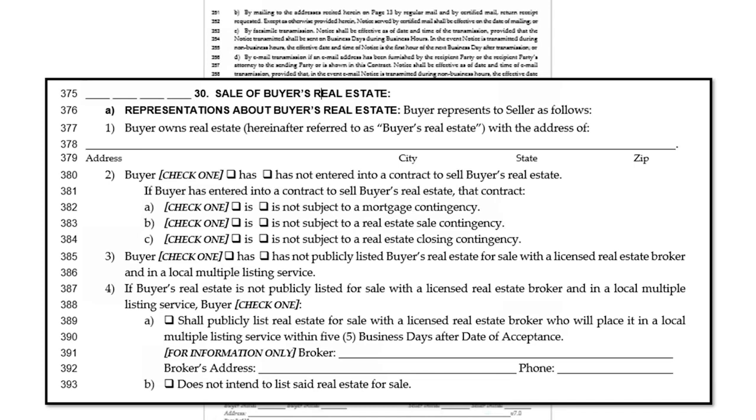Does that make sense? So this whole section here that you're looking at is all about your seller's property. I'm sorry, your buyer's property and what he's doing with it, okay? Because he's saying he doesn't have to close on my seller's house unless something happens here. So what is that something?